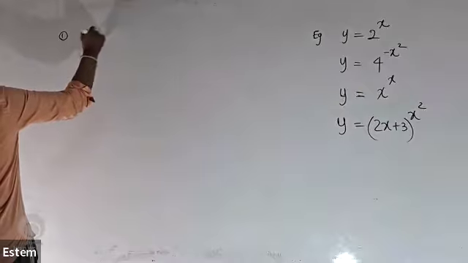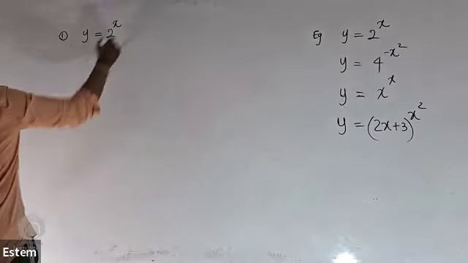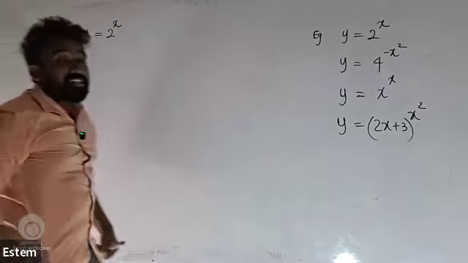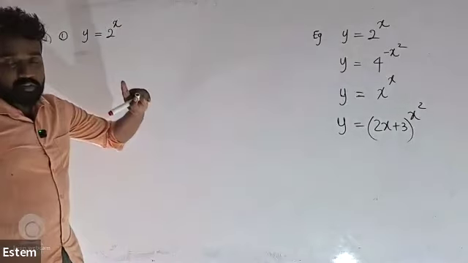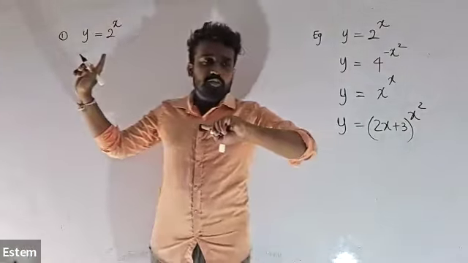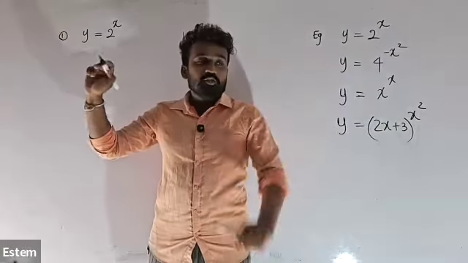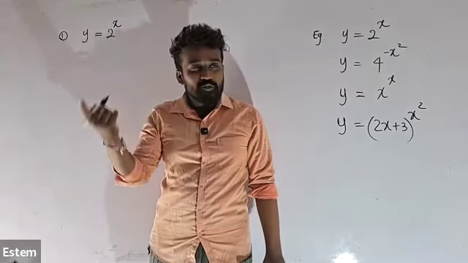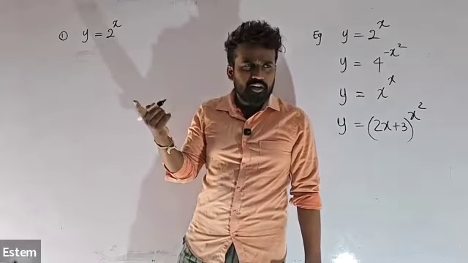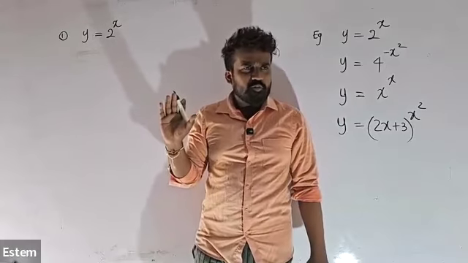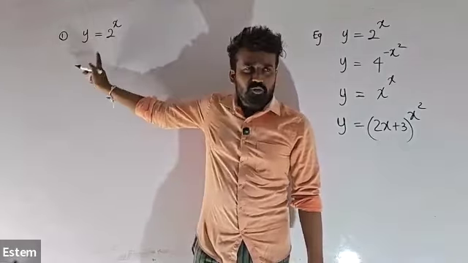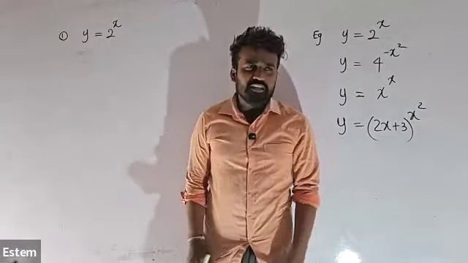Example 1. y equals 2 to the power x. Then dy over dx. We can't get dy over dx directly here. What should we do for such a question? What should we do when y equals 2 to the power x? Can you give the answer? What should we do?